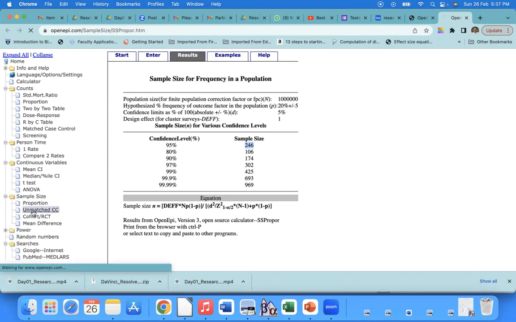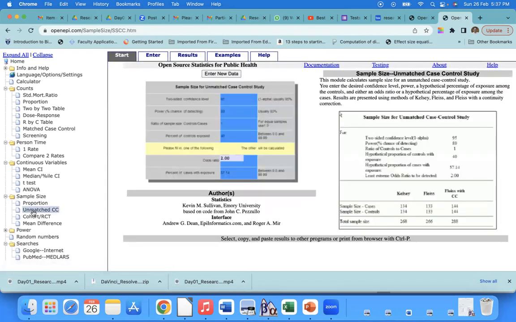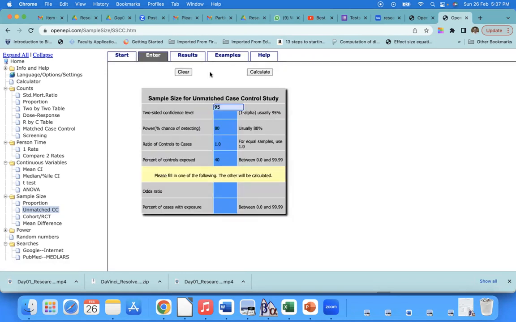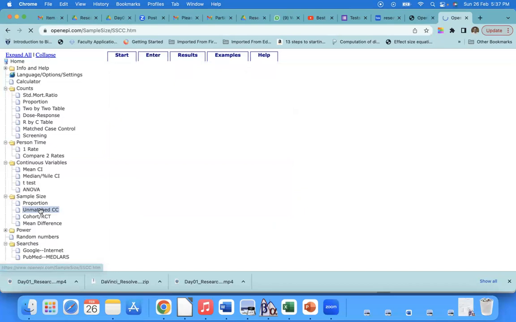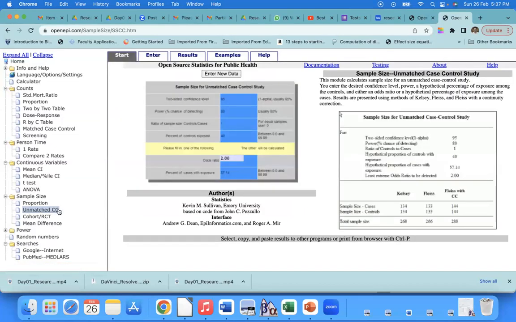So this is about proportion, right? Now we can go to sample size for a case control study. If you are doing a case control study, what do we have to do? You have to click on unmatched case control. Unmatched CC means case control study. But sir, matching is done, so then unmatched, how come?